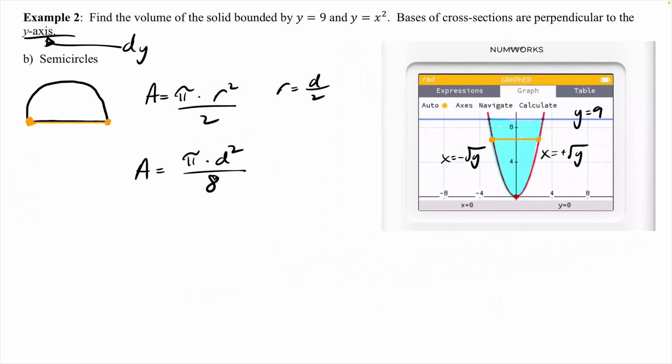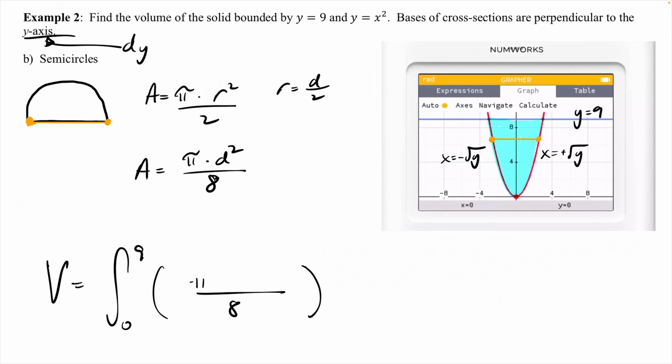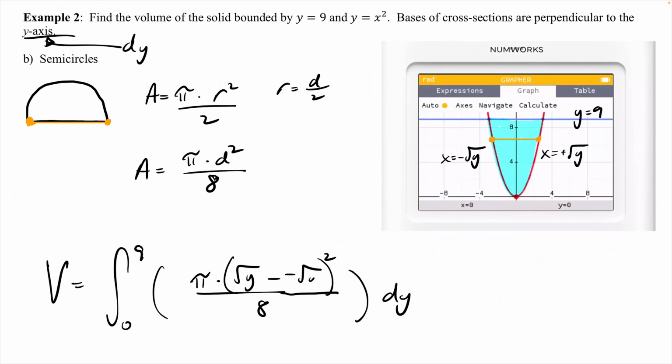Okay. So we got volume equals, same bounds, 0 to 9, dy. So now I just have to put into my formula what the diameter is. The diameter goes from positive square root y to negative square root y. So you're just going to plus it.